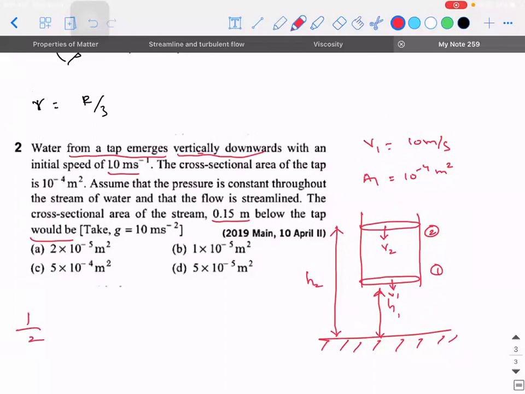So what does Bernoulli's theorem state? The pressure energy plus kinetic energy plus potential energy per unit volume. So pressure energy per unit volume is pressure, plus kinetic energy per unit volume is half rho v square, plus potential energy per unit volume is always a constant. This will be equal to, so P1 plus half rho 1 V1 square plus rho 1 g h1 equals P2 plus half into rho 2 V2 square plus rho 2 g h2.